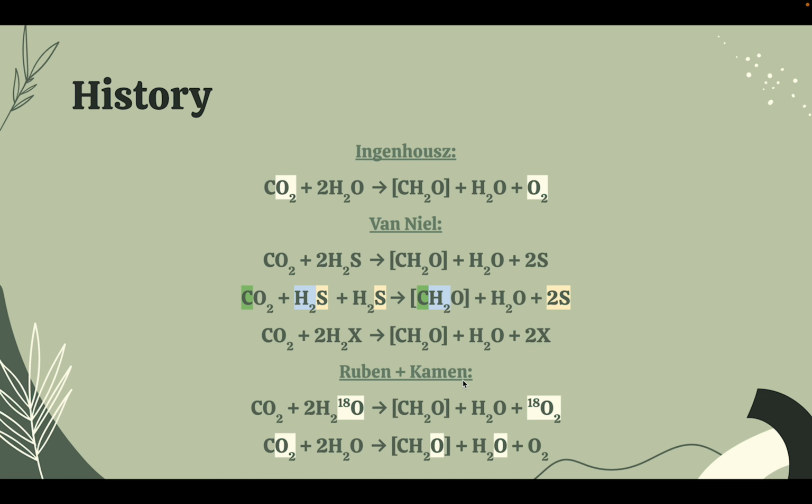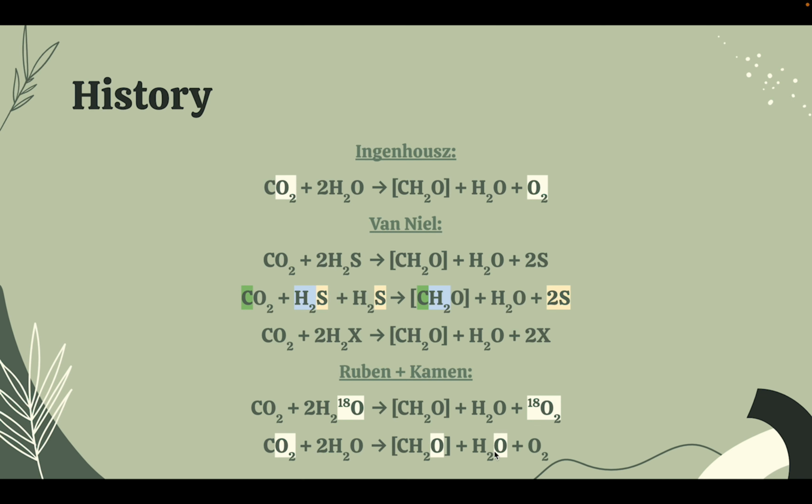So Rubin and Kamen finally cracked the code. They figured out where the oxygens went, and the way they did that was they used a heavy isotope of oxygen called oxygen-18, and then they tracked where it went. Basically, this labeled oxygen was released when it was in the water, and the unlabeled oxygen, which is in CO2, went into the sugar and into the water.